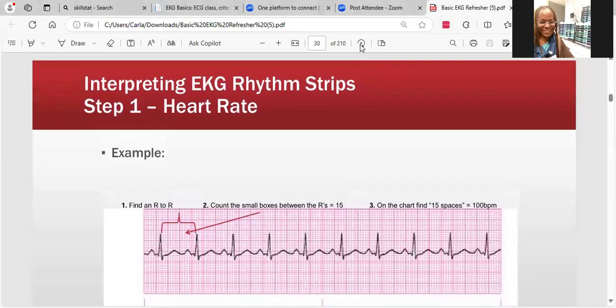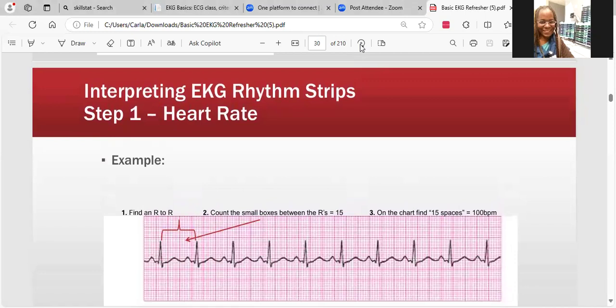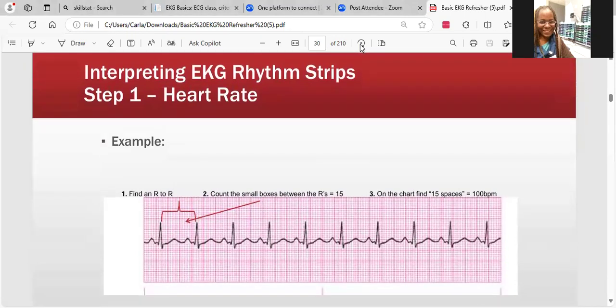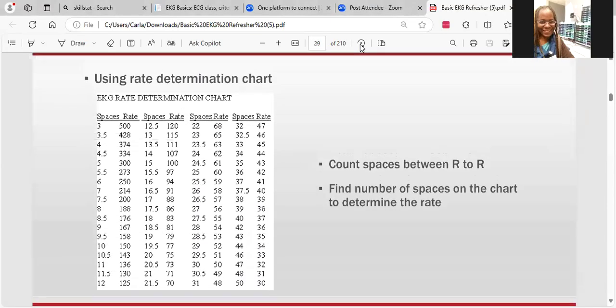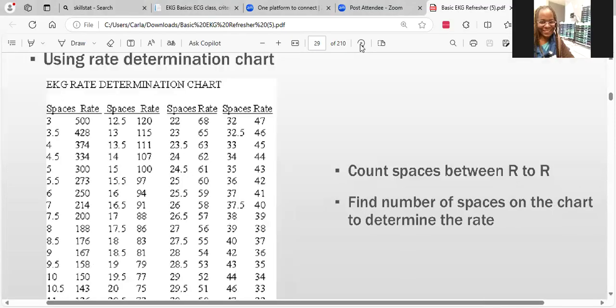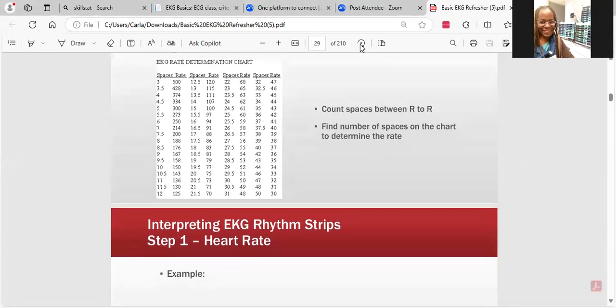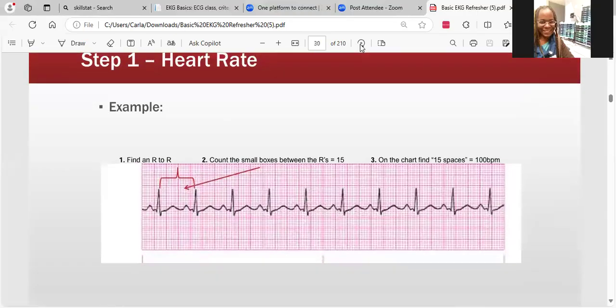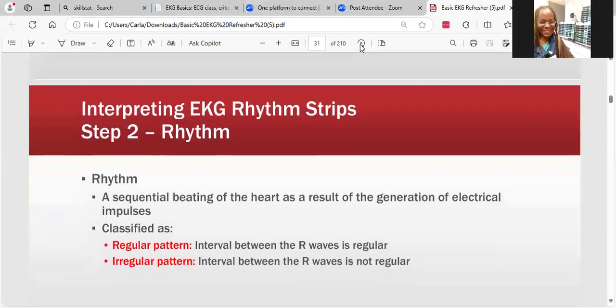Here's an example of how to count the heart rate. Find the R to R. It's showing the R to R here. And in that space, there's 15 little boxes in the R to R. We'll find 15 spaces on our chart and it should say 100 beats per minute. So we go to there, and sure enough, it does. So, fairly simple on how to calculate the heart rate for our EKG.